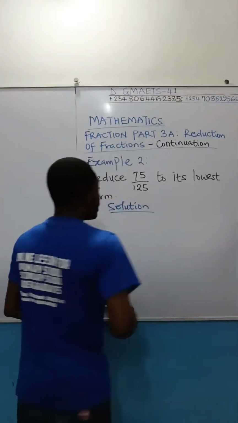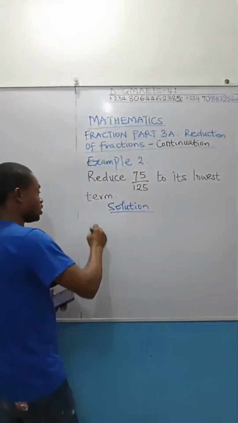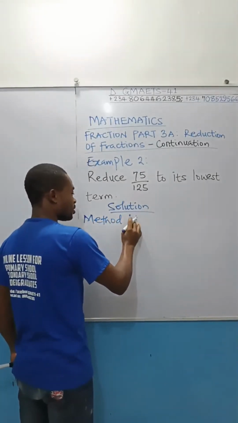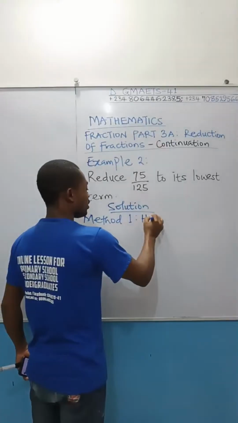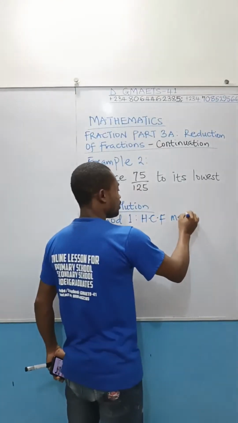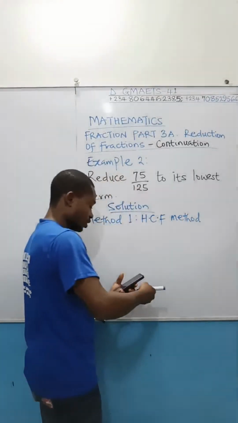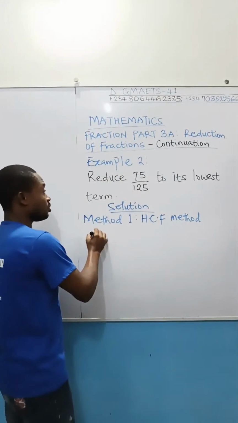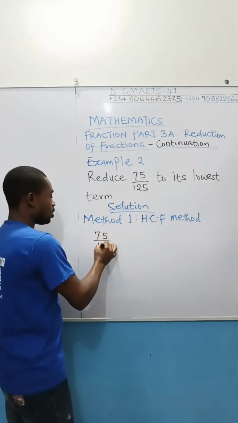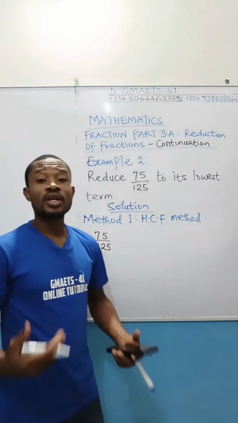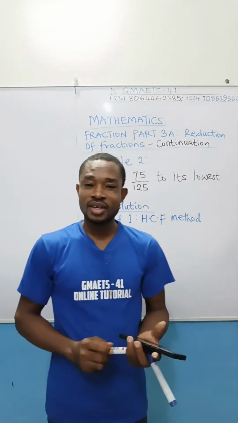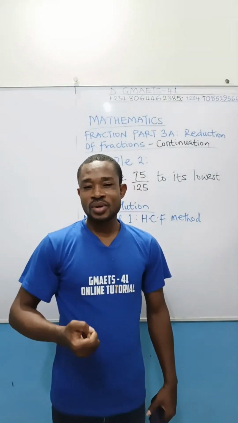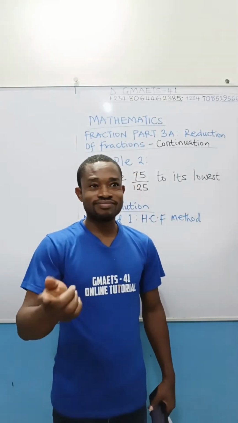There is a question here on the board. We are going to use the 3 methods. Let's start first with the first and most important method, the HCF method. All you have to do is to find the HCF of the numerator and denominator. We have 75 over 125. So what is the HCF of these two numbers? The HCF is 25.